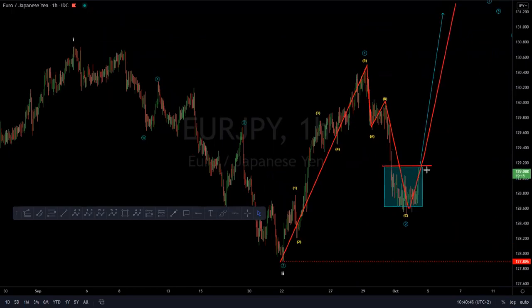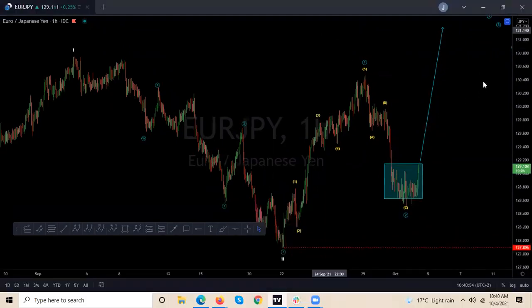This is still within the blue box. If you buy this one here, your stop loss should be exactly at this low here. This is going to continue with this move to the upside. I'm not going to look at the indicator because this is based on the blue box trade setup.